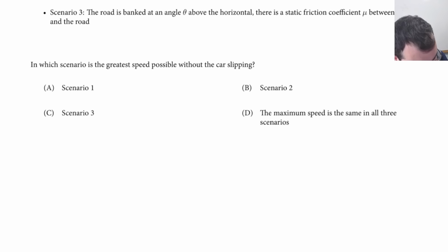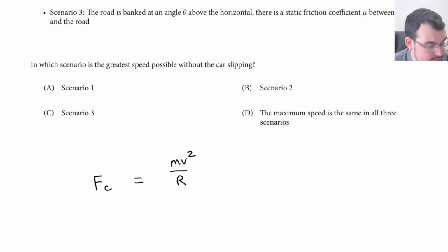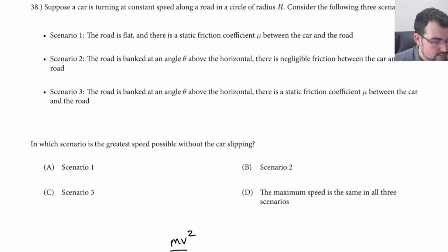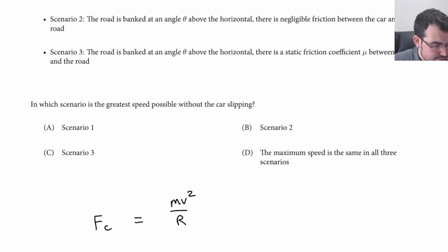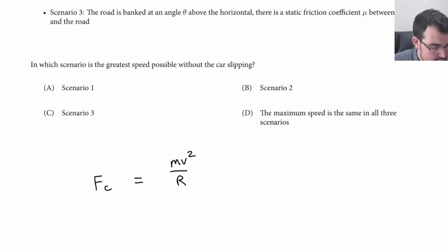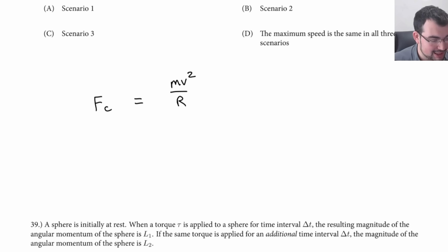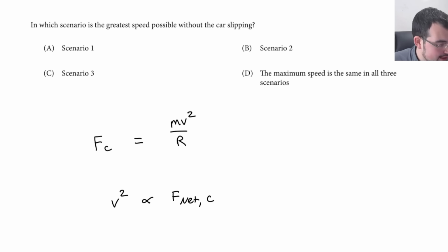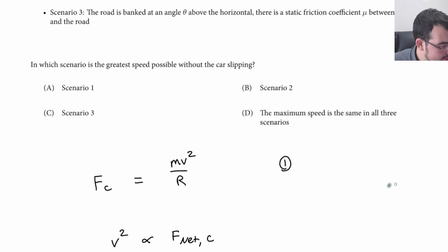So here we're just using the fact that centripetal force is equal to mv squared over r. And we're trying to find which one has the greatest speed possible. So we see that this v squared is going to be proportional to the net centripetal force. So we just got to find what forces are contributing to the motion here. So in scenario 1, what's helping us go in a circle? It's a flat road, so it's just static friction.